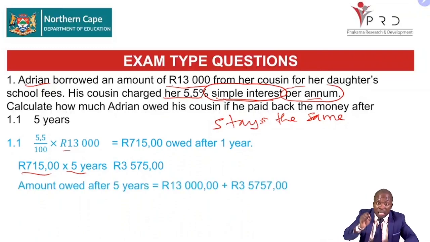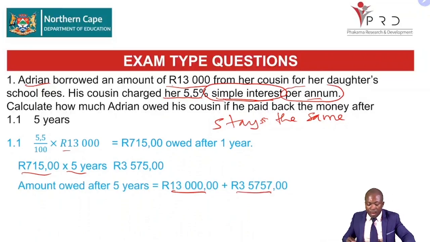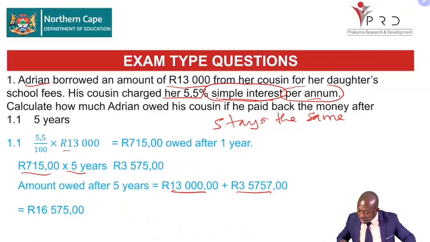So the amount that Adrian is going to owe after 5 years is going to be the 13,000, which he borrowed, plus the 3,575, which he is supposed to pay back. All in all, then we're going to add 13,000. I want you to do it with me. 13,000 plus 3,575. That should give us 16,575 rand. I hope you got that correct.